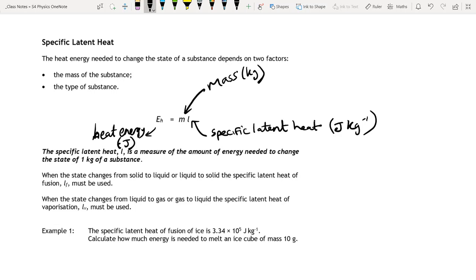And the specific latent heat, L, is a measure of the amount of energy needed to change the state of 1 kilogram of a substance. And again, another reminder, because it is important: when the state changes from solid to liquid or liquid to solid, the specific latent heat of fusion must be used. And when it goes from liquid to gas or gas to liquid, the specific latent heat of vaporization must be used. Okay? So what do we use if it goes from water to ice?